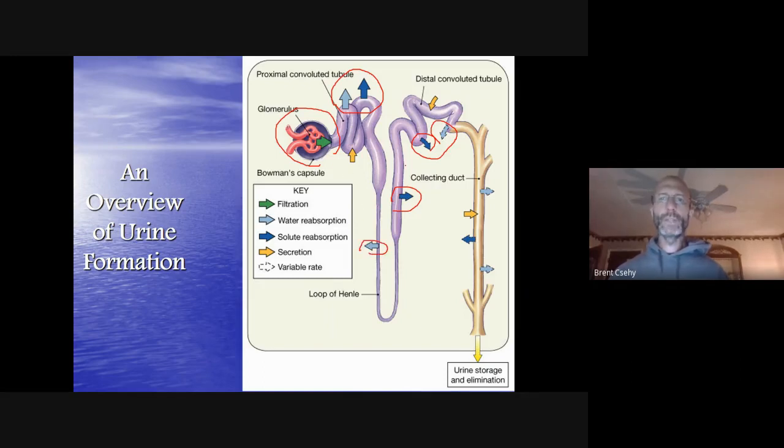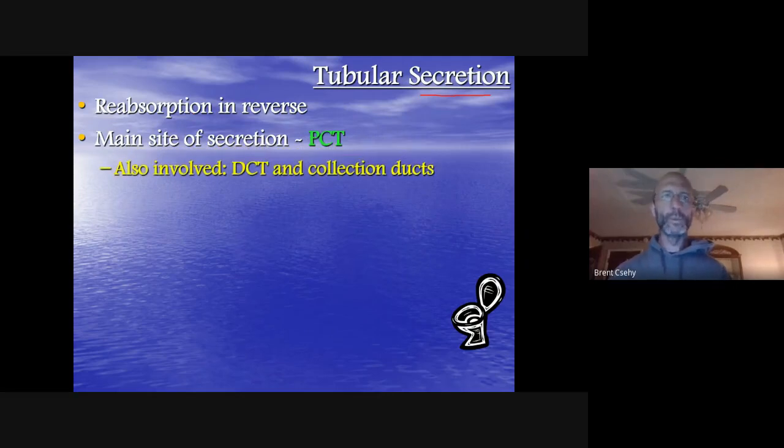Well, what if we took stuff back that we don't really want? Well, we have another chance to dump it back in. And this is called secretion. You can see where this happens. It happens at the tubules, mainly. Not here, but mainly at the PCT and the DCT and the collecting duct. So it's reabsorption in reverse. With reabsorption, we took in stuff that we needed.